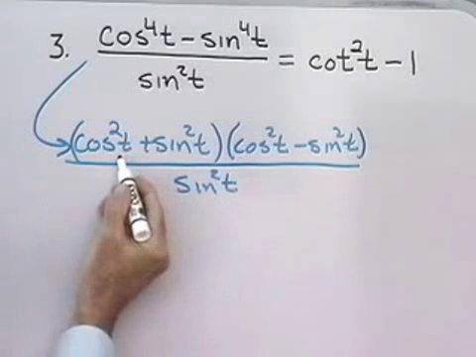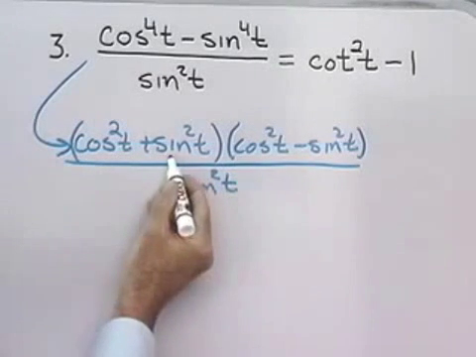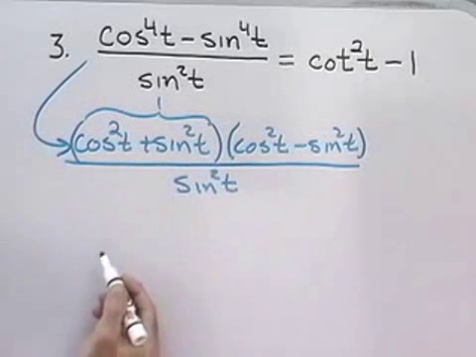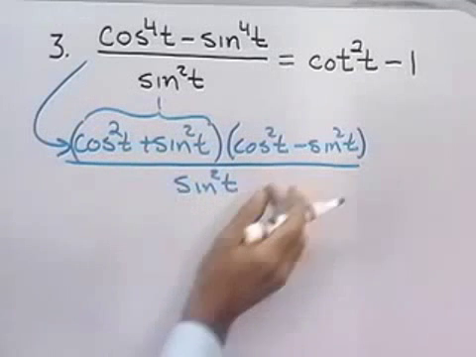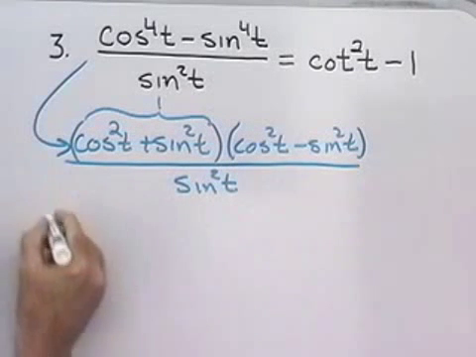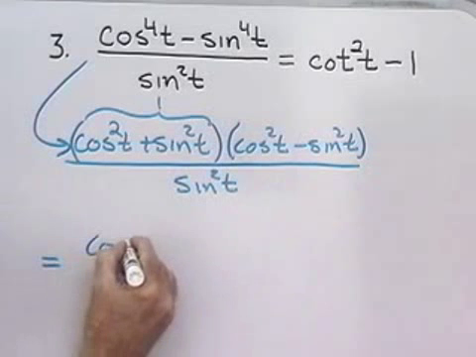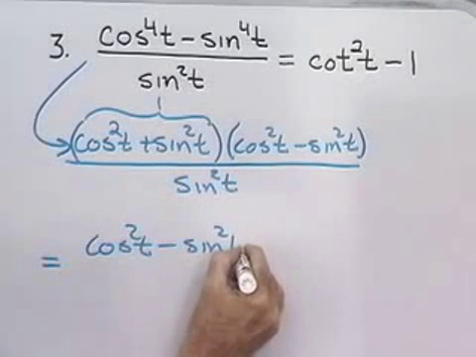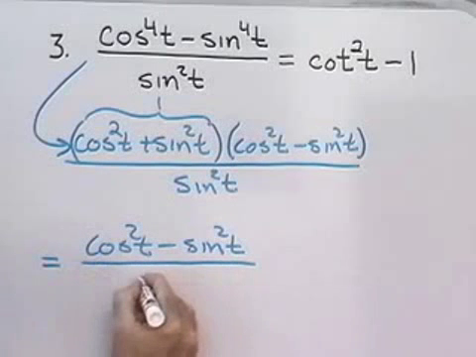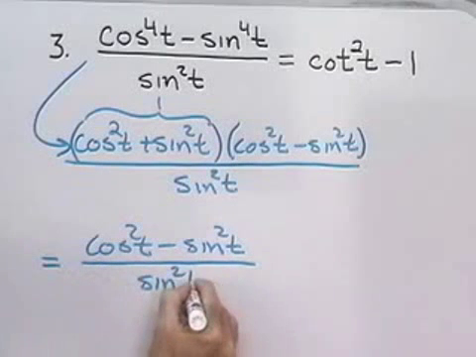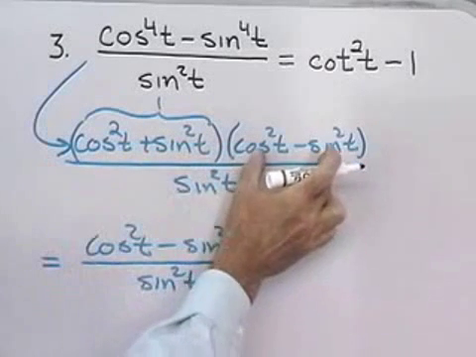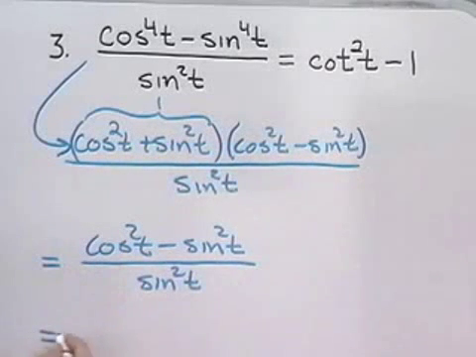Now I look and see here I have cosine squared t plus sine squared t, and I know that that is simply equal to 1. So I have 1 times cosine squared t minus sine squared t. So this is going to be equal to cosine squared t minus sine squared t all over sine squared t, using my Pythagorean identity that says that this is 1, so 1 times this is just itself.